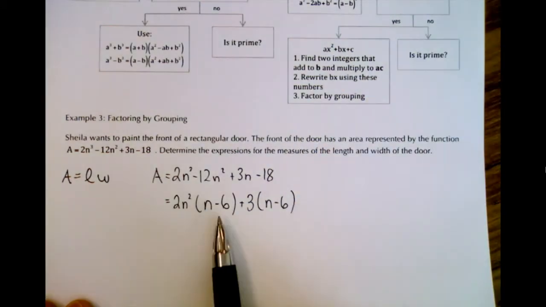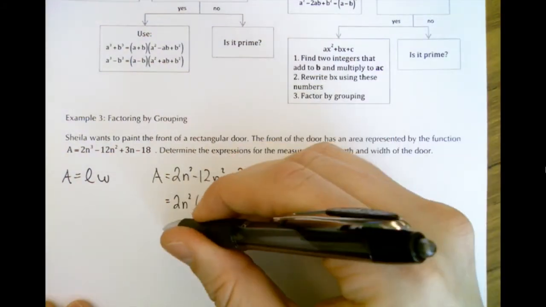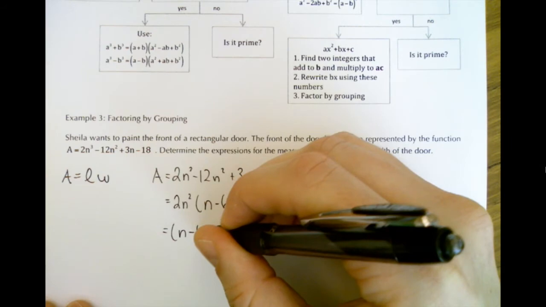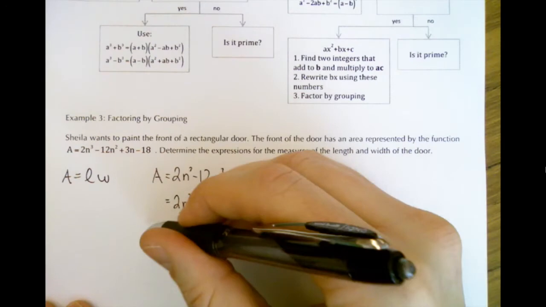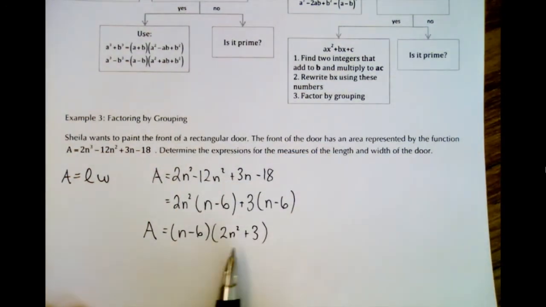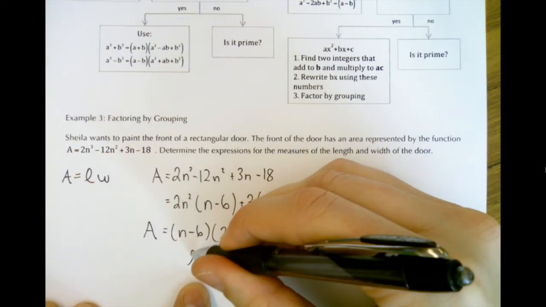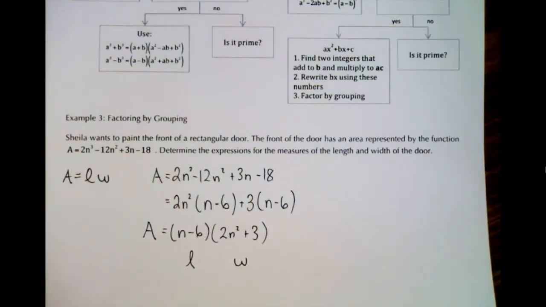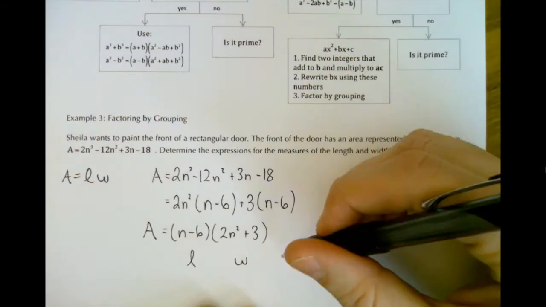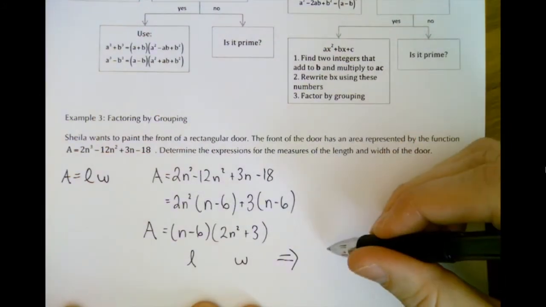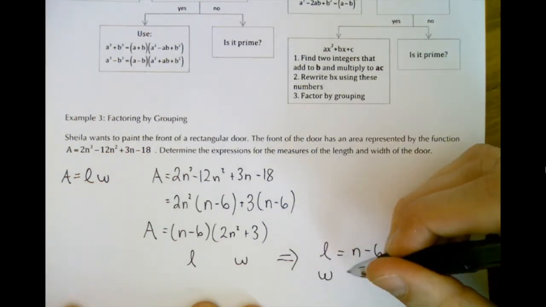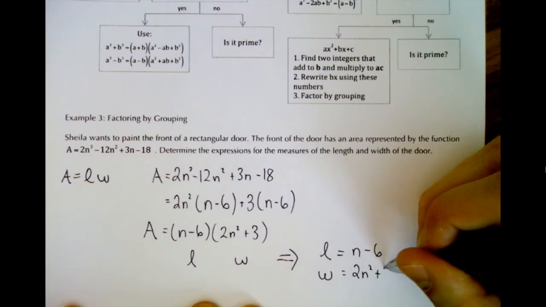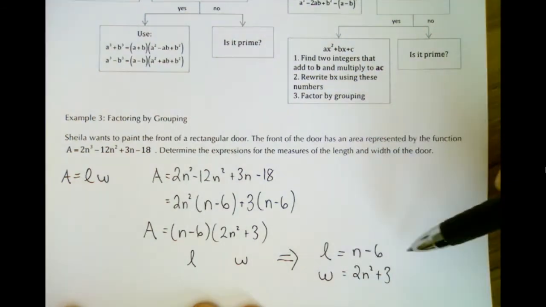And hey, if you end up with 2 of the same bracket, that means that the grouping and factoring has worked, because now you can common factor the bracket, and you're left with 2n squared plus 3 in the second bracket. And now we have an area expression where it's something times something, so we could say that the first term's the length and the second term's the width. You can change the order, you can say vice versa. It doesn't matter as long as one is one and the other is the other. So our length is going to be our n minus 6, and our width is going to be our 2n squared plus 3.